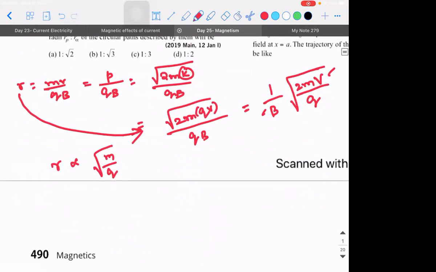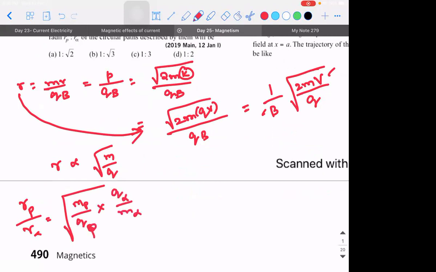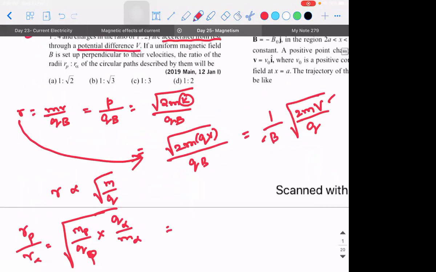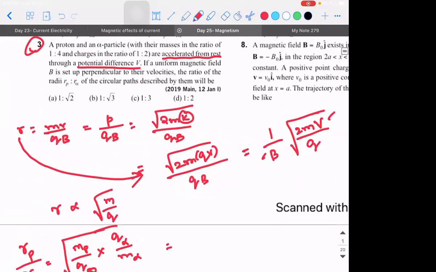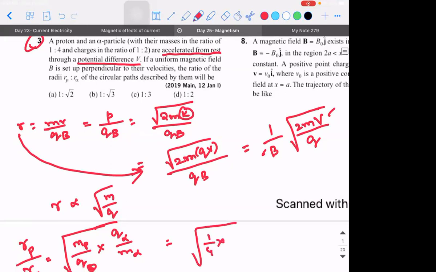So Rp by R alpha will be what? Square root of mp by qp into q alpha divided by m alpha. Do the calculation, you will get the answer. They've given the values also, no? The mass of proton and alpha particle are in the ratio 1:4. So square root of 1 divided by 4 into 1 by 2, that is 2. So this will get cancelled. 1:√2, that is the option. That's the answer. Guys, I hope you are clear.